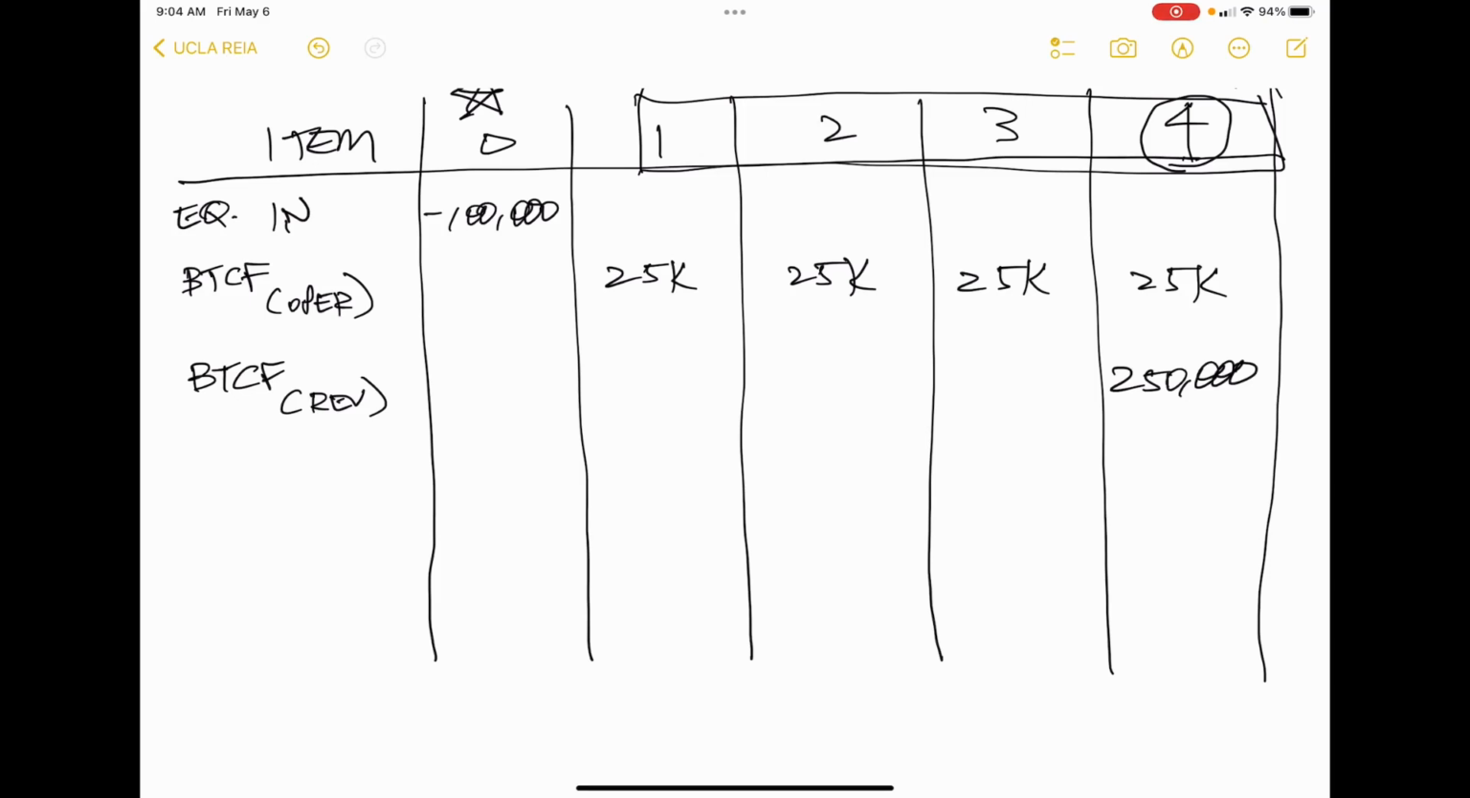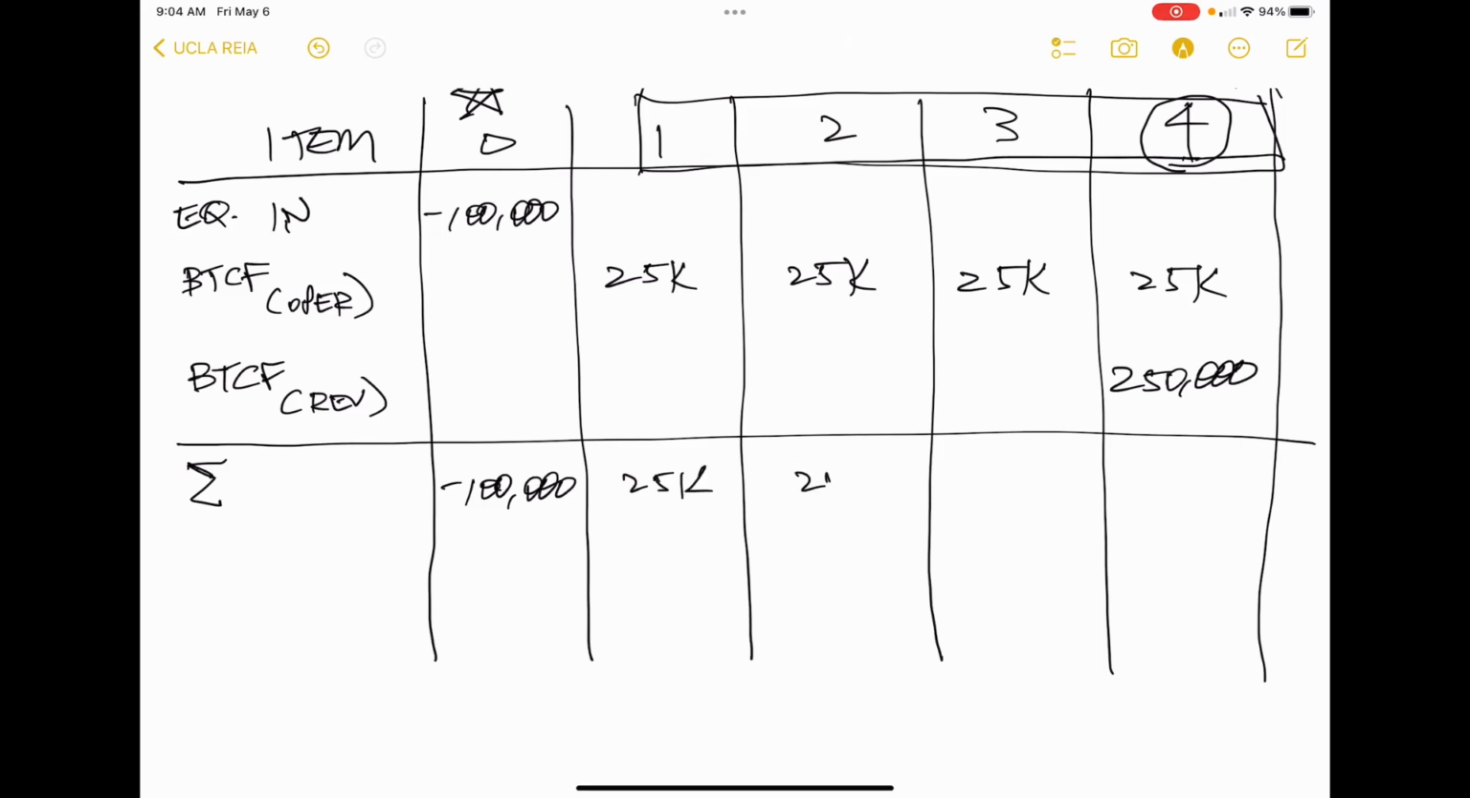We're going to add all this up. And we come up with 100,000 out, 25 in, 25 in, 25 in, and we add this up and we get 275 net at the end of our hold period. If we were to run an IRR calculation on this series of cash flows, we would come up with an internal rate of return of 44.79%. That is a very good internal rate of return.